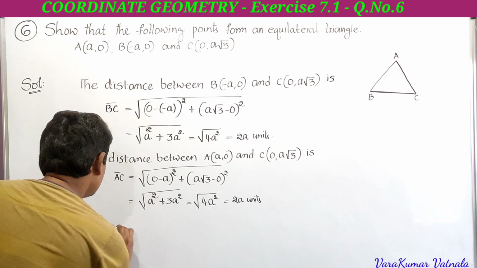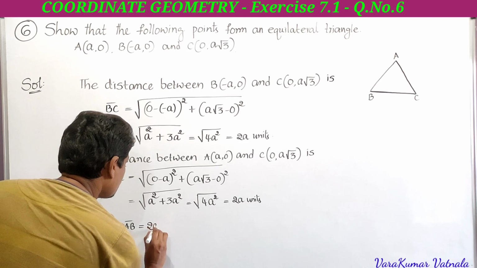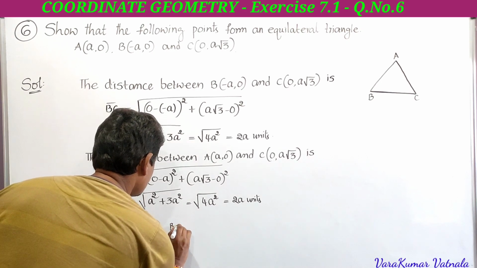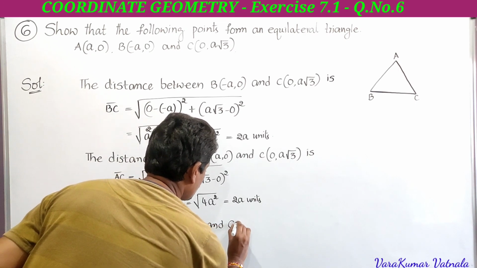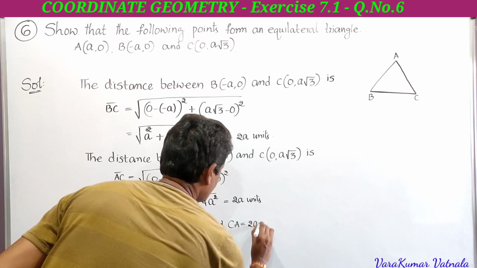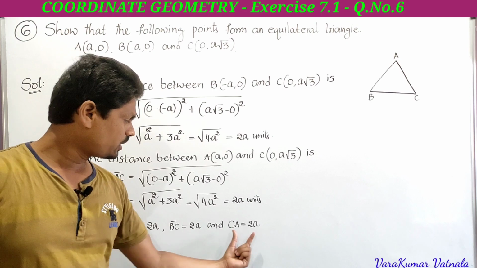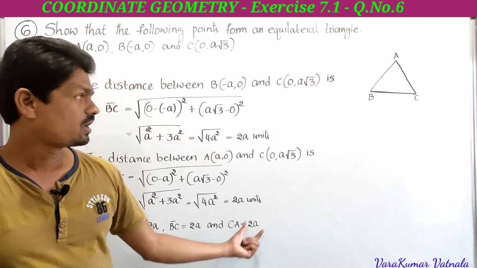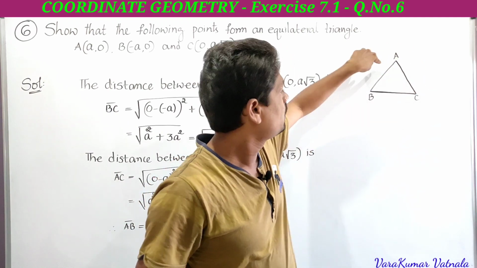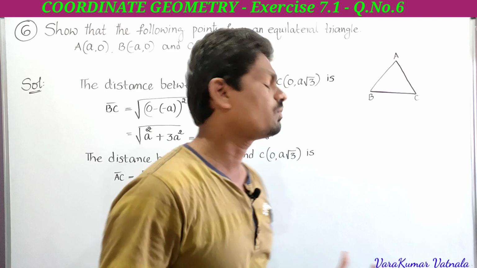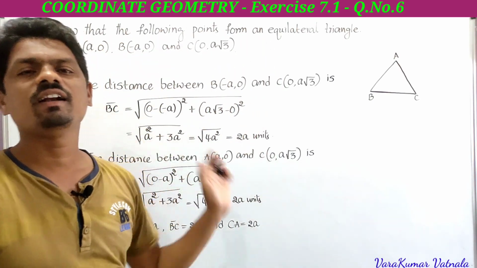Therefore AB is equal to 2a, BC is equal to 2a, and CA is also equal to 2a. Therefore we have AB is equal to 2a units, BC is equal to 2a units, CA is equal to 2a units. So the lengths of all the three sides are equal. Therefore we can say that the given points form an equilateral triangle.